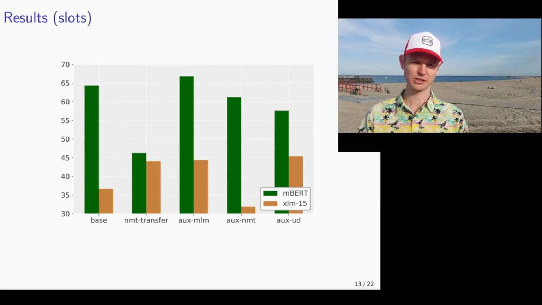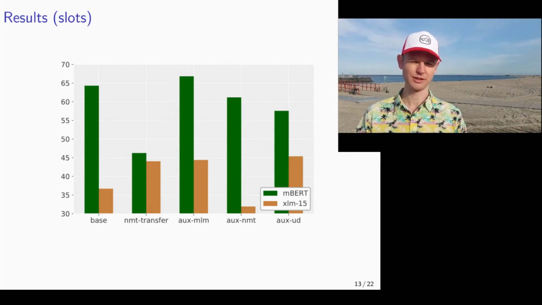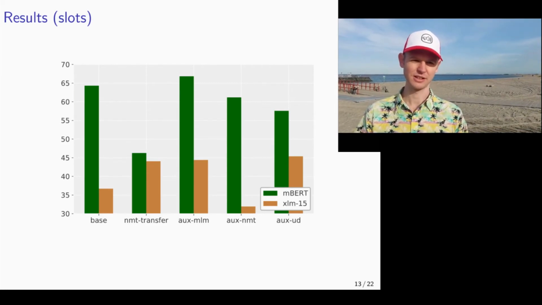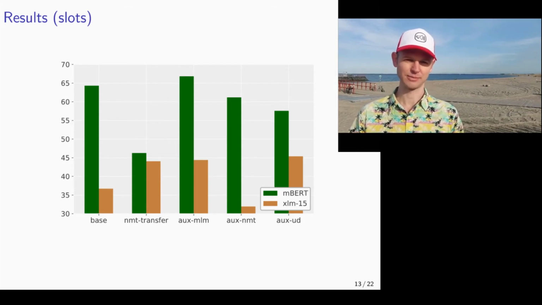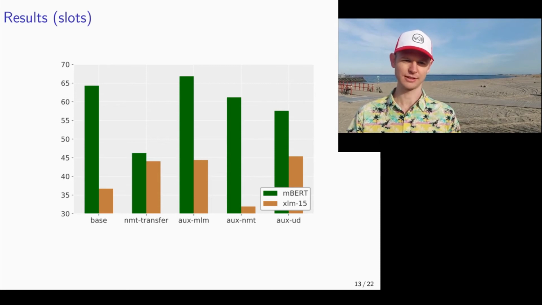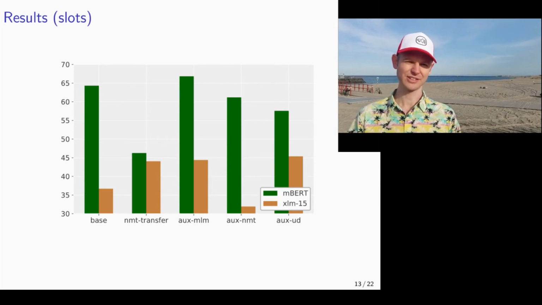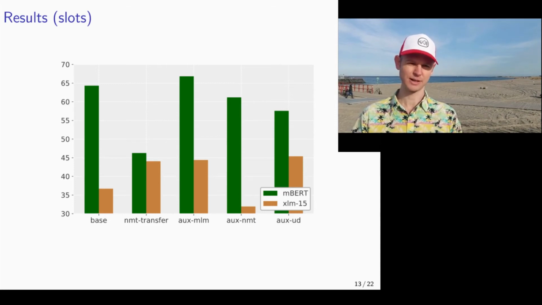In this graph, we see the span F1 scores for each model for the slot identification task. Here we have a quite different picture compared to the previous graph. Masked language modeling proved to be the most robust auxiliary task overall. If the target language was not seen during pre-training, universal dependencies parsing is also highly beneficial as an auxiliary task.